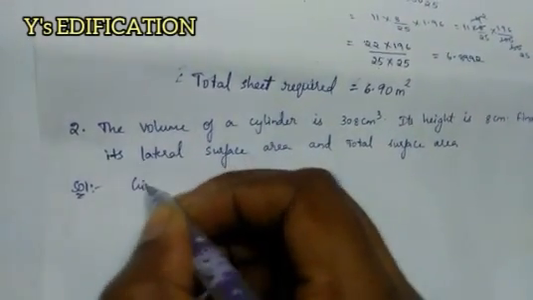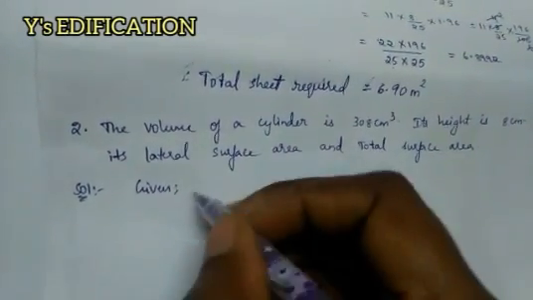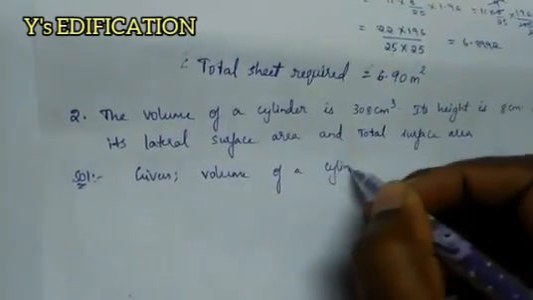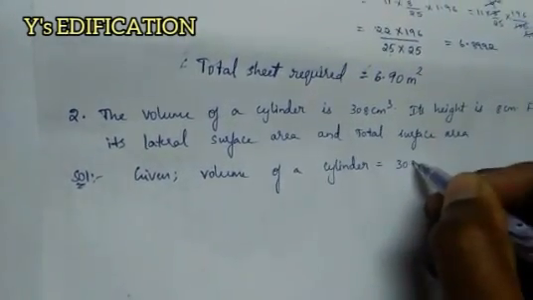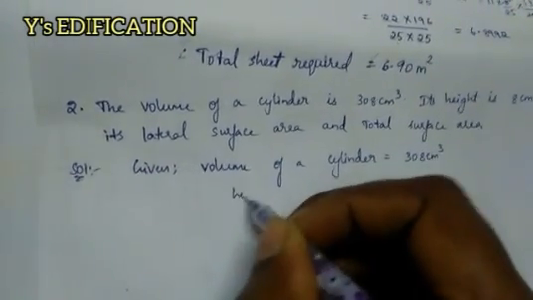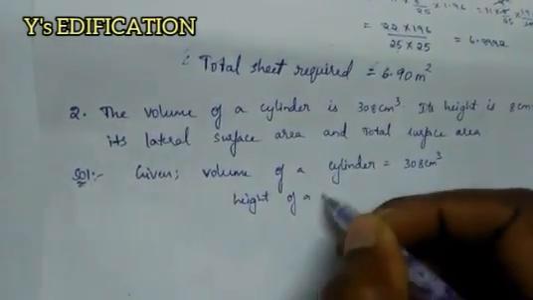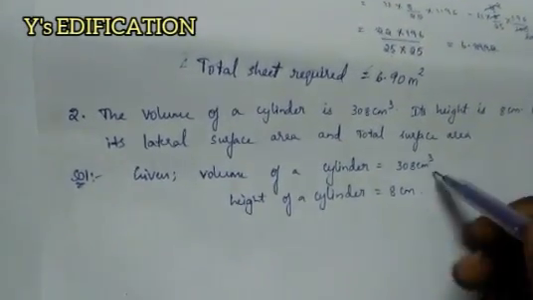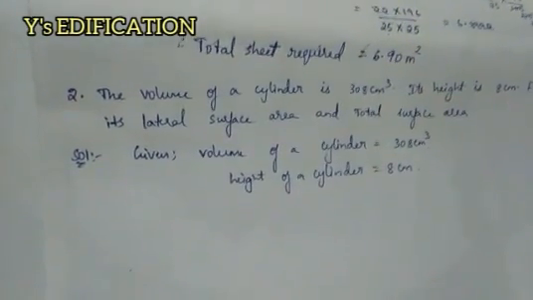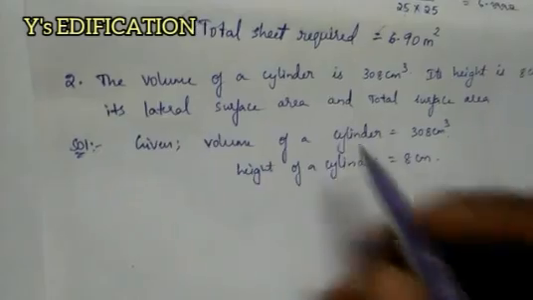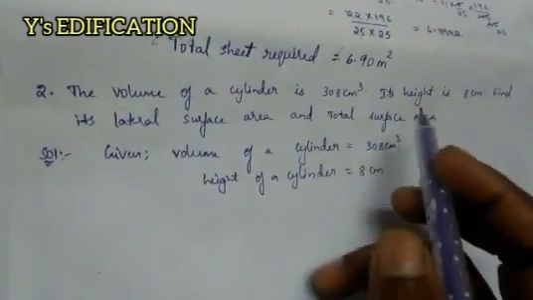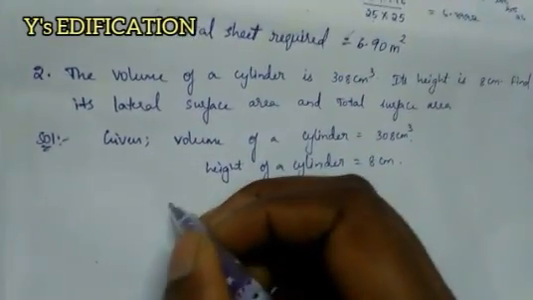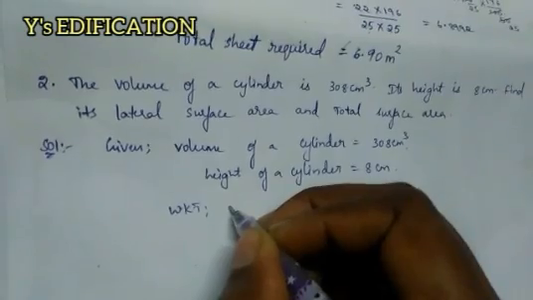So what is the first step we have to do? We have to write the given data. Given volume of a cylinder is 308 centimeter cube, and height of a cylinder is equal to 8 centimeters. So both are in centimeters, so here we need not do the unit conversion. We have to find the lateral surface area and total surface area. First, they gave the volume of the cylinder as 308. But what is the formula we know for the volume of the cylinder?